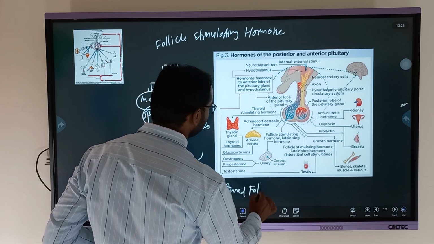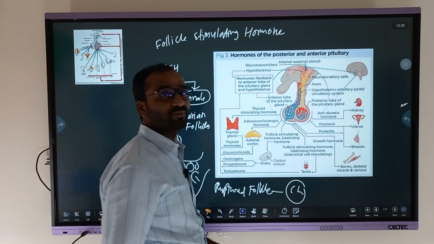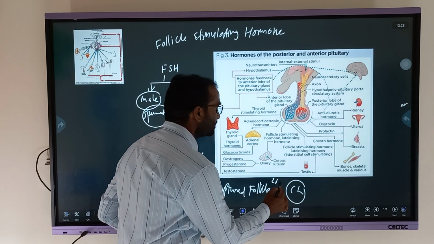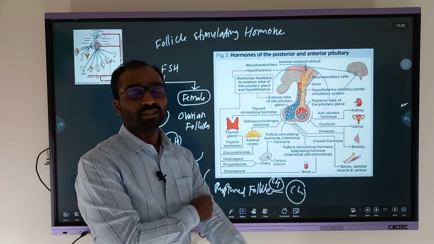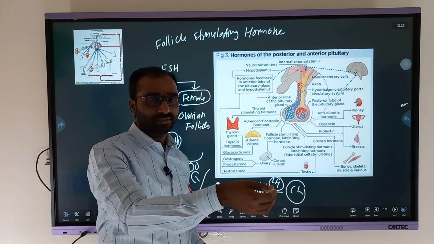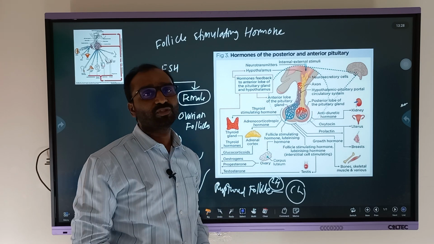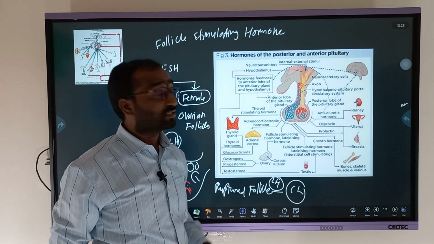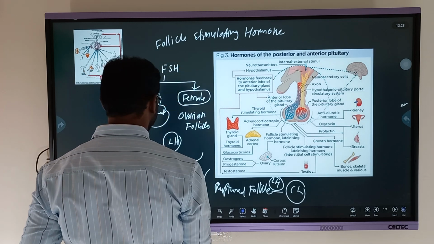The ruptured follicle is converted into corpus luteum with the help of what? Luteinizing hormone. Luteinizing and luteum are similar. As I told you earlier, similar terms are there. The terms you need to focus on are luteum and luteinizing. If you focus, I'll tell you one more important aspect.